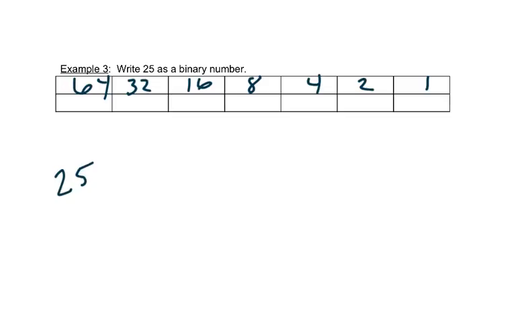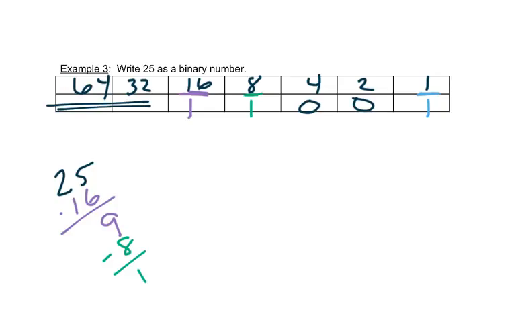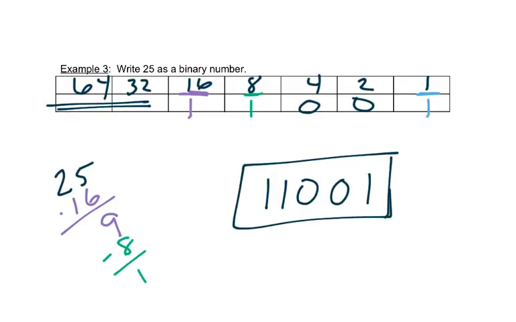So this time we're starting with 25. So what's the closest number we can get to without going over 25? The biggest number, and that's 16. So we'll put a 1 under 16. That means we've used 16 of these numbers, which means we have 9 left. Well, the next closest we can get to 9 is 8. So we'll put a 1 under the 8. I'm going to subtract 8, and I have 1 left. The next closest I can get to 1 is 1. So we'll fill in the empty spots with zeros. We don't worry about the numbers that were bigger than our number to begin with. And so we'd have 1, 1, 0, 0, 1.